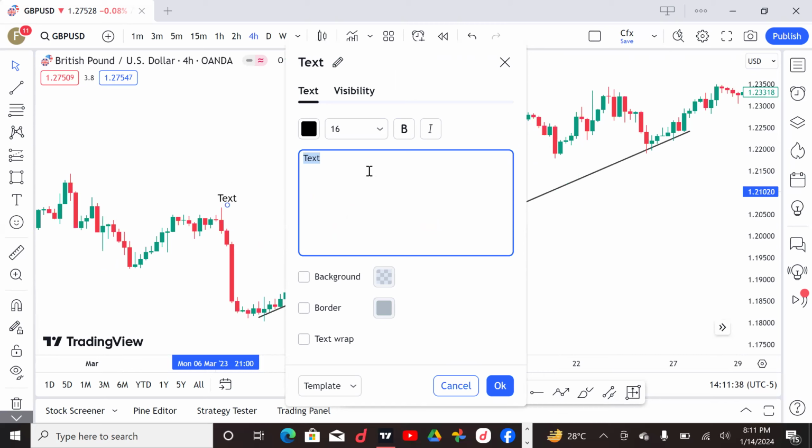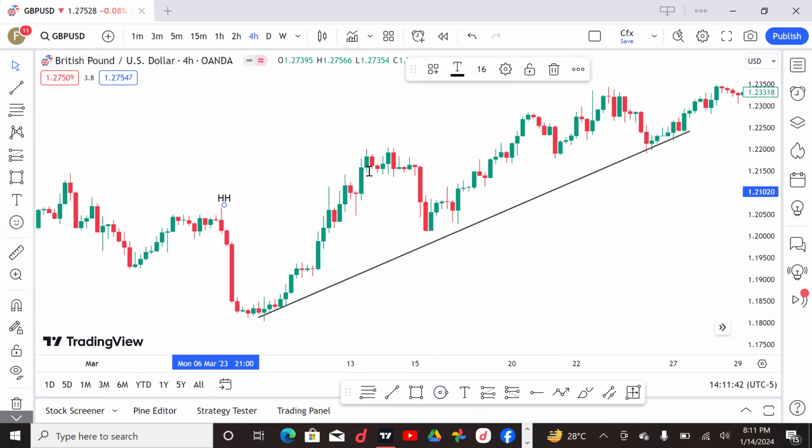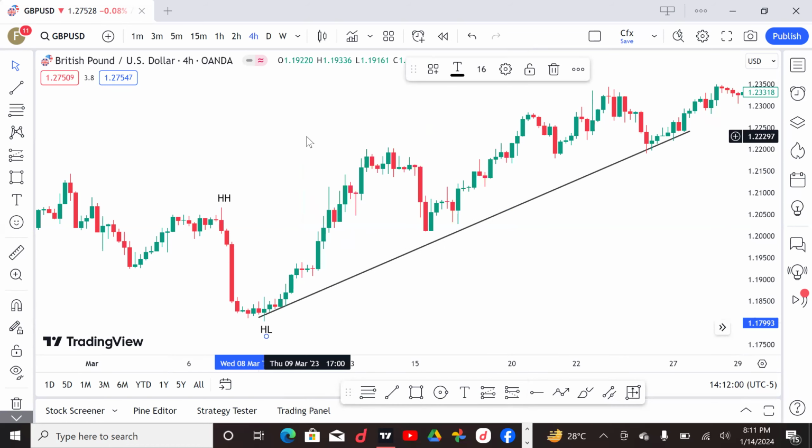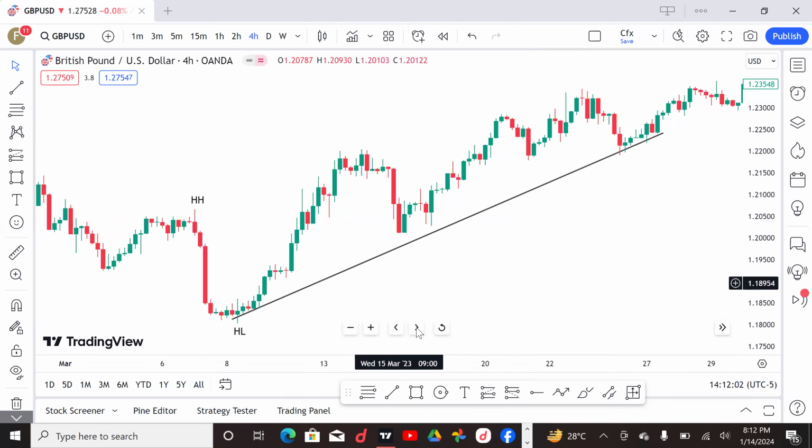We can say what's there. We got our higher high, right? Then we got what is here. If you know what is here, please, you are free to comment. What is here? Our higher low, right? Then what is here?